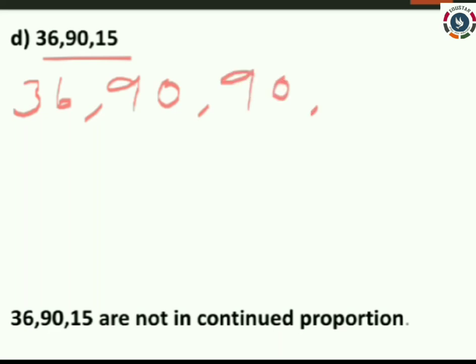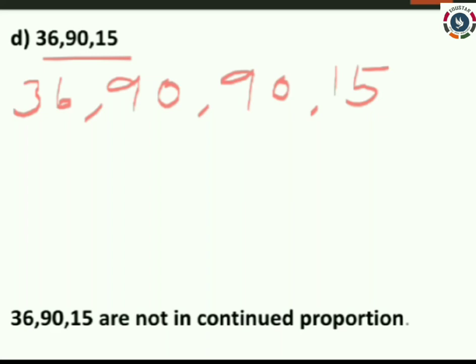Already we have discussed 3 sums based on the formula method. Now we are going to use the division method. Let's see whether 36, 90 and 15 are in continuous proportion or not. Here you have 3 terms. Now I am going to write the 4th term. How will you write it? The second term you have to repeat, right? So 36, 90, again 90 and 15. Now we have 4 terms, right?